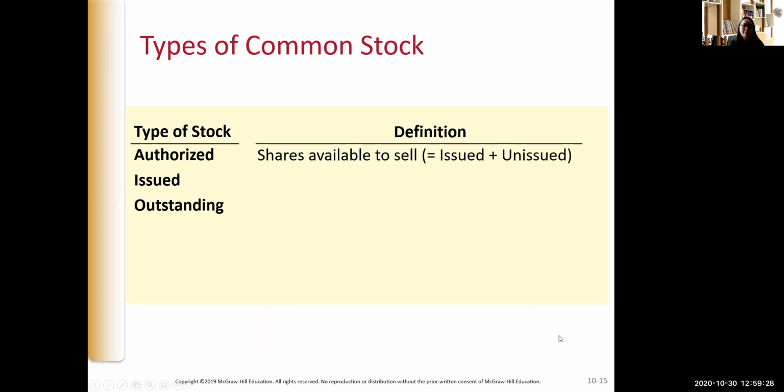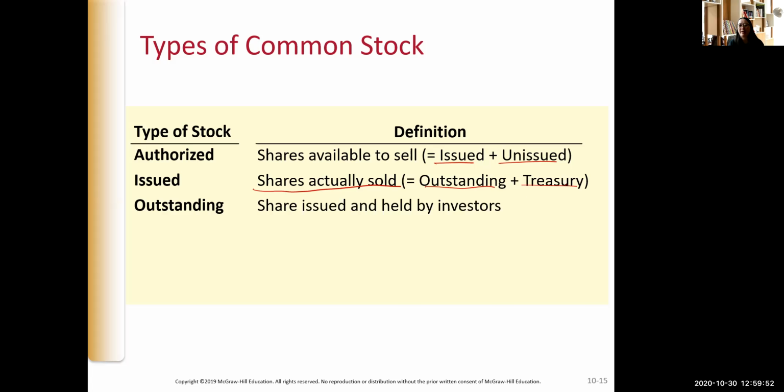Okay, so the types of stock. Types of common stock we just talk about briefly. Authorized stock is the shares available for sale, which equals issued plus unissued stock. Issued stock is how many shares you actually sold, which equals outstanding shares plus treasury shares. Outstanding shares means the shares issued and held by outside investors, and treasury stock means shares issued and repurchased by the company.